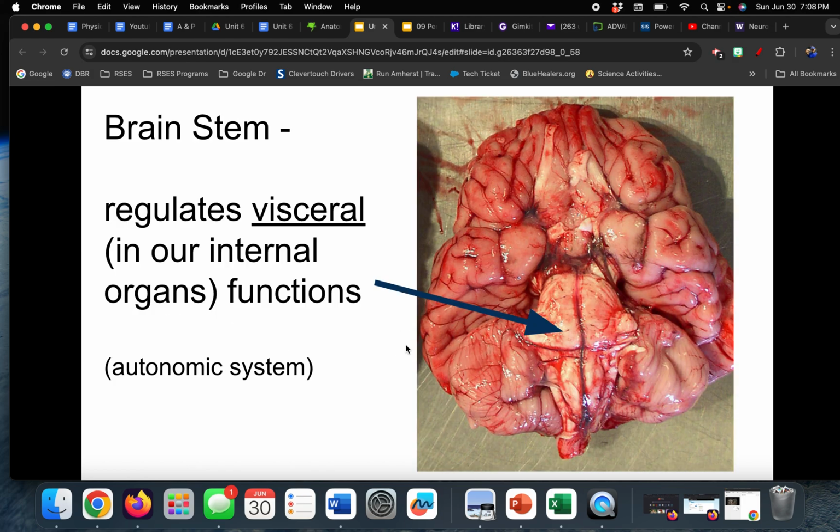And the third big part is the brainstem, which regulates our visceral functions, visceral meaning our internal organs. So this is in the autonomic system, the automatic system, remember? So things like breathing and heart pumping and digestion, all this stuff that happens and is essential for life, but you don't have to do or regulate or think about, is happening due to the brainstem.